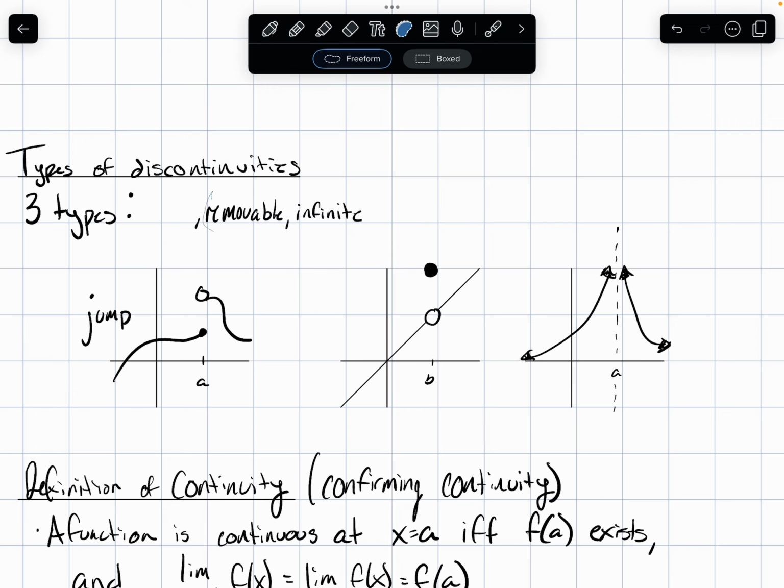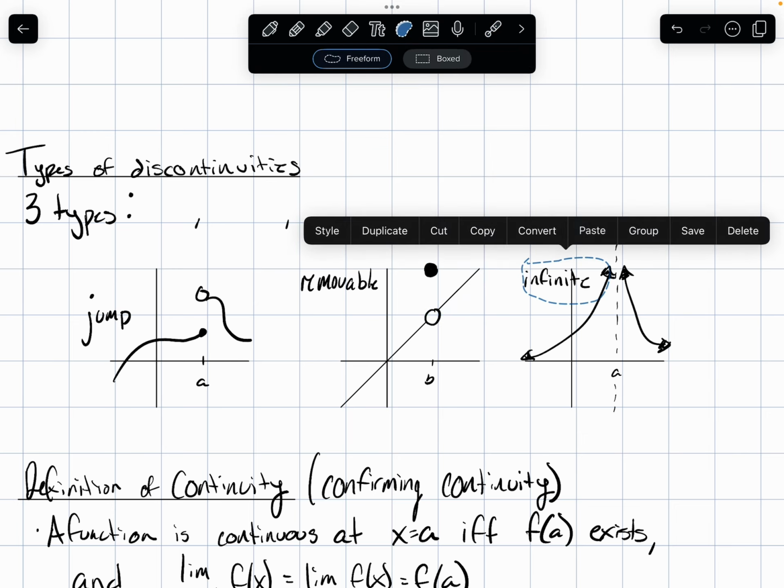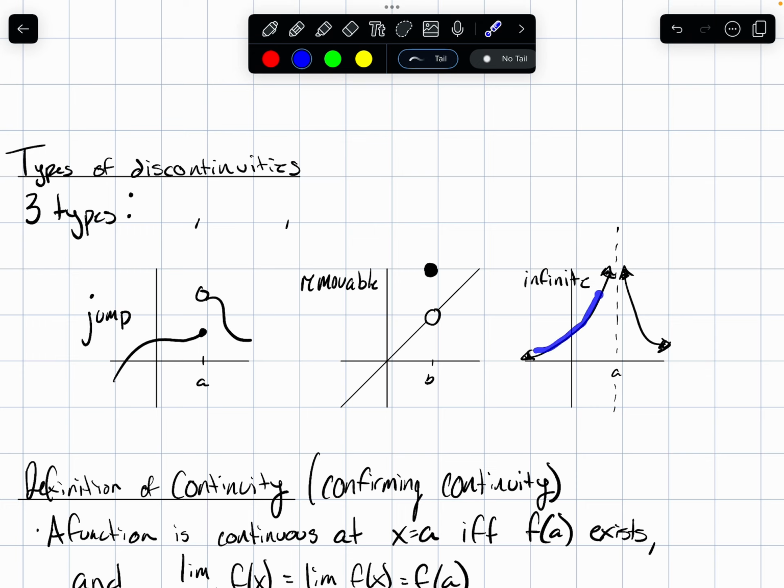I have what's called a removable discontinuity. It looks like what happens is I have this function, this line, and I just picked up one point and I moved it up there. So removable and infinite. And we can see that infinite, at some point, it tends toward infinity. Or it could look like going up and down, kind of like this.